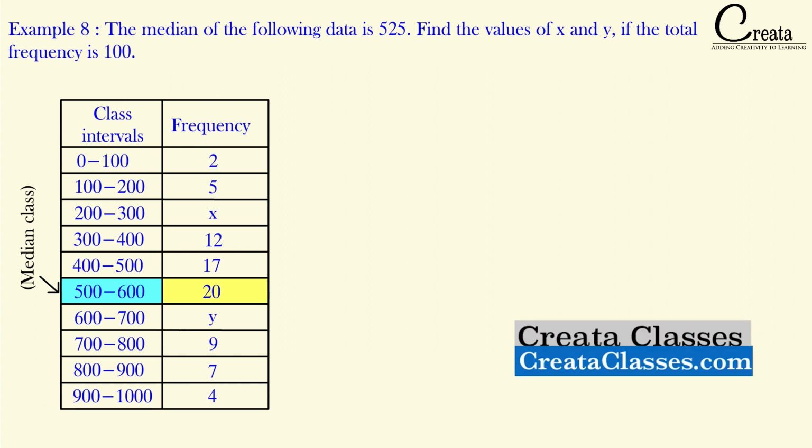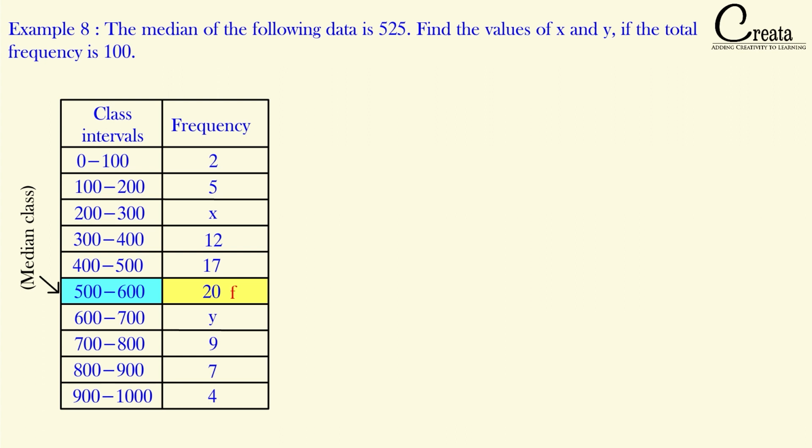And what will be the frequency corresponding to the median class? It is f. We got the value of f as 20. Further, the median class range is 500 to 600. The lower limit is 500. So we got the value of l as 500. Further, what is the class size? Class size is upper limit minus lower limit. 600 minus 500, it is 100. We got the value of h as 100. We got h, we got f, and we also got n. What is n? n is the total frequency, which is given as 100. So n is 100.